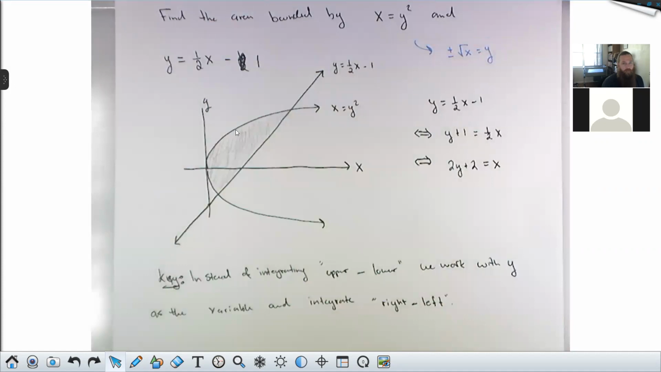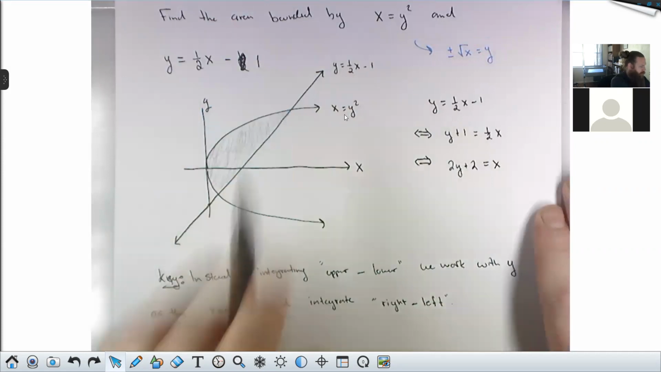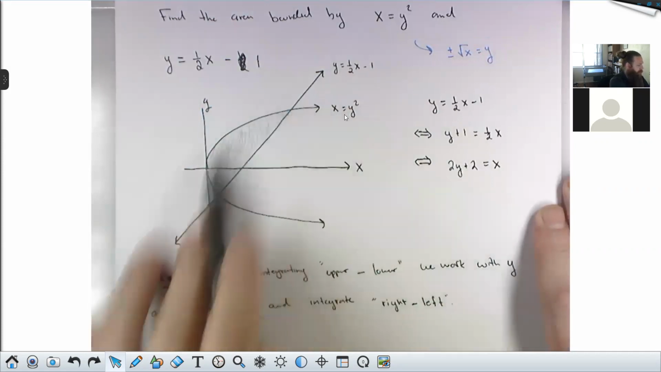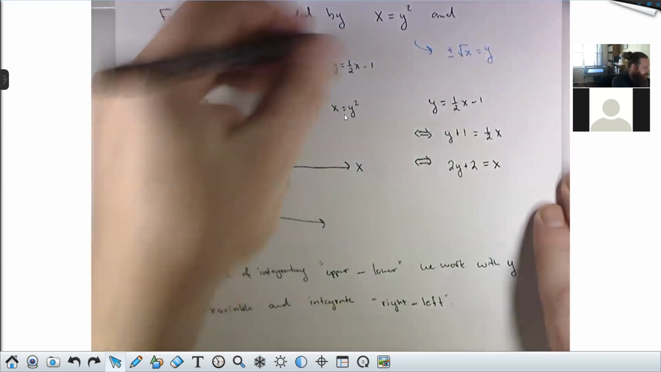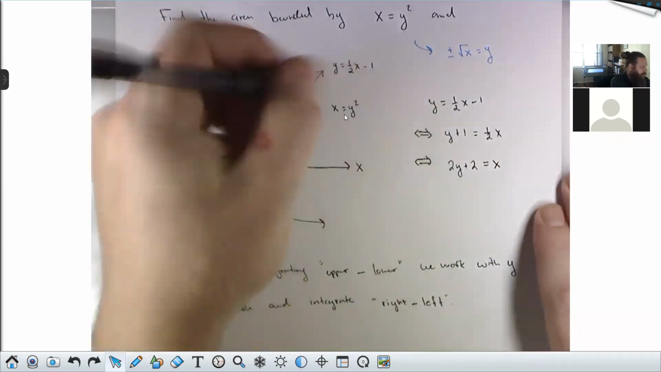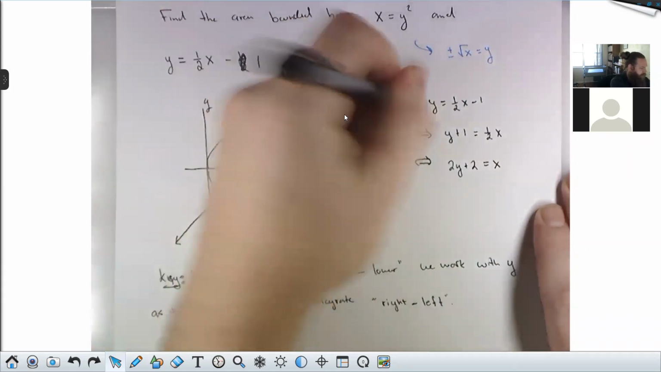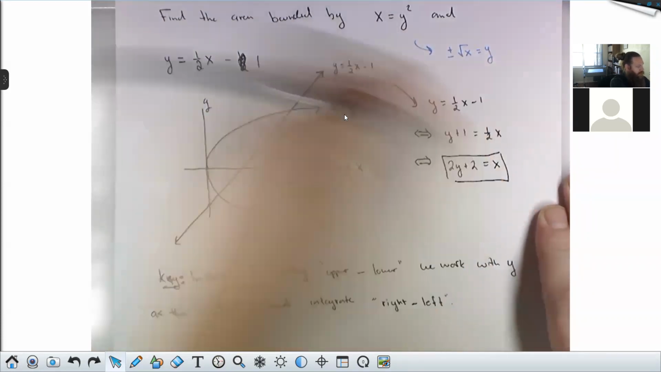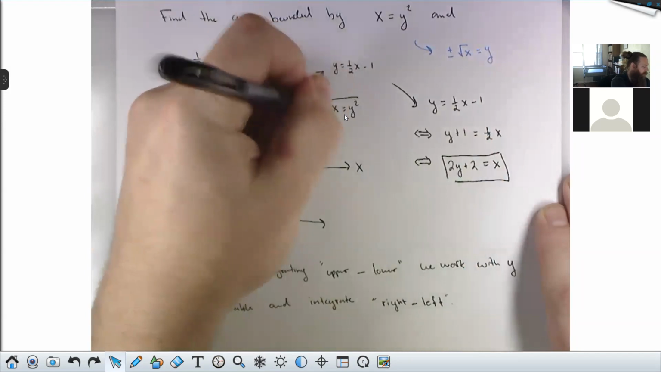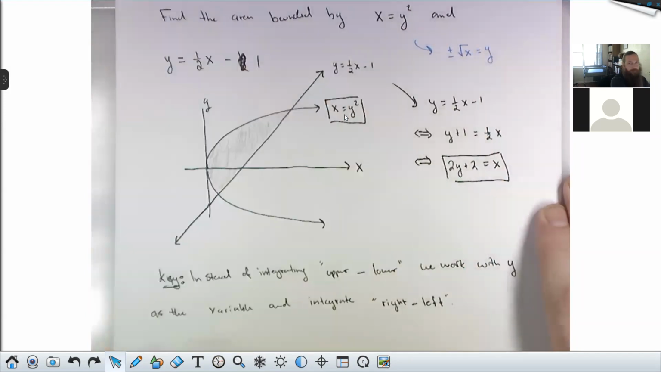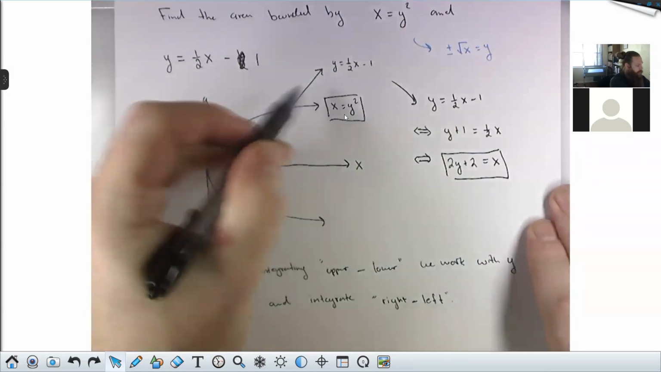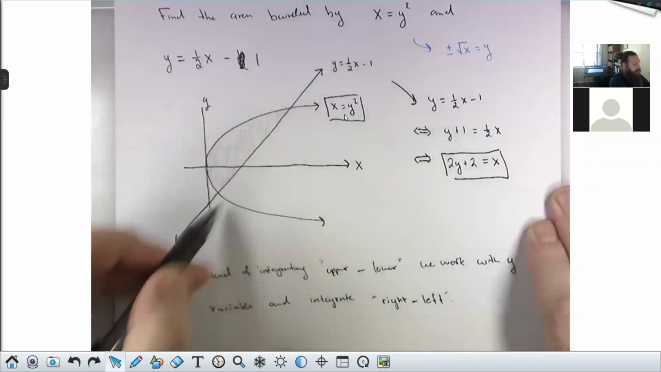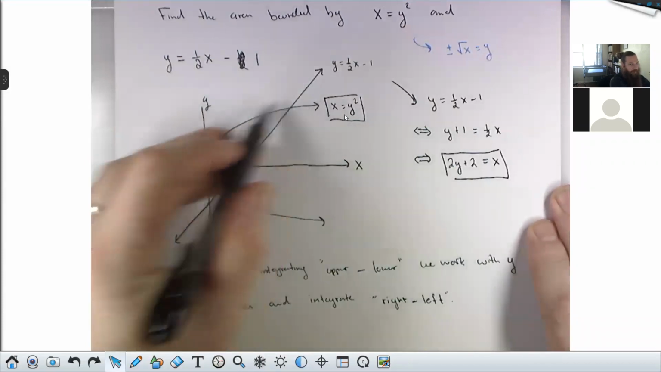Now, if I want to find this area, I will integrate the right function minus the left function. So this right function here is the same as x equals 2y minus 2. And this guy was already solved for x, is x equals y squared. My right function here is this guy. My left function here is this guy.